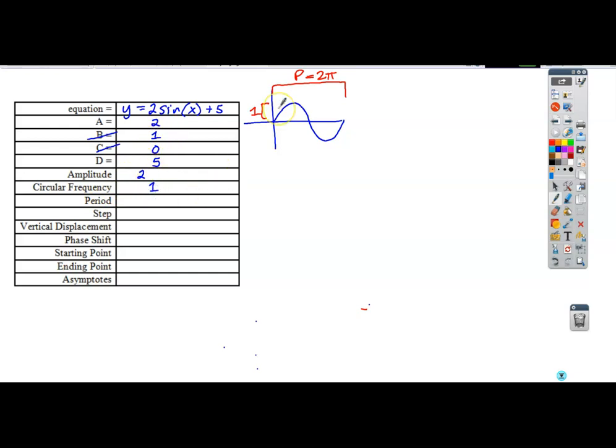My period, now the way that you get your period, you should write this down. The way that you solve for the period is you take the original period and you divide by your b. Well, my original period for sine is 2 pi. It used to always be 2 pi. But since b is just 1, dividing it by 1 wouldn't change it. So the period stays the same.